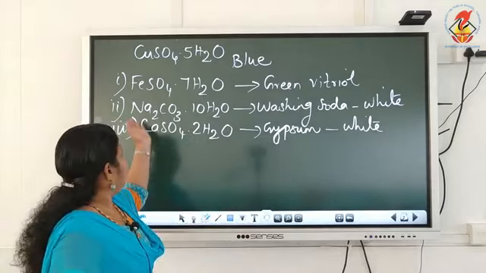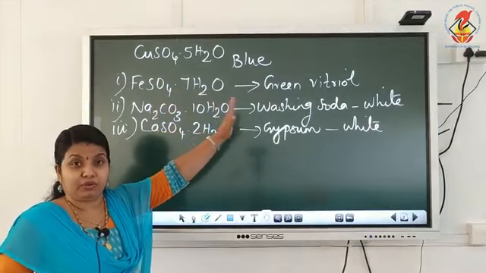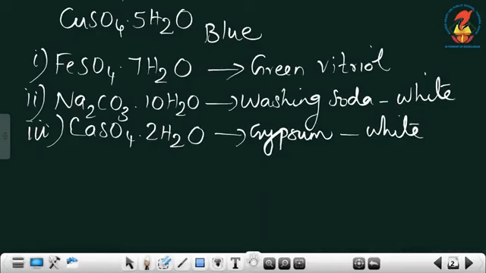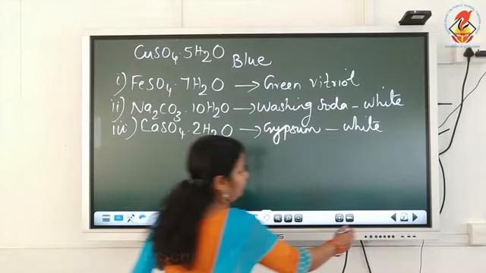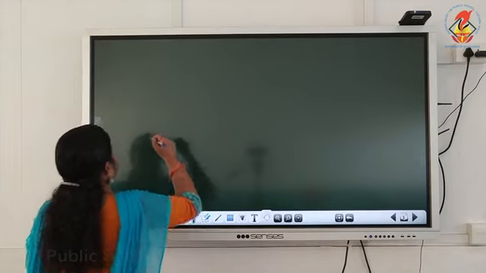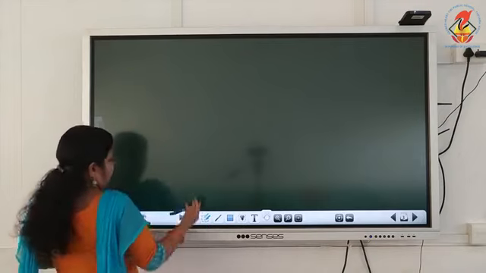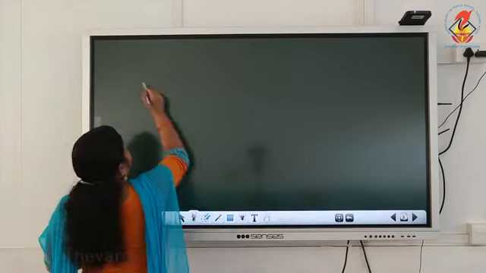Okay, other examples are green vitriol, commonly called green vitriol, iron sulfate, FeSO4.7H2O, hydrated iron sulfate. Then as you know, washing soda, it is white in color. Then CaSO4.2H2O, it is known as gypsum, it is again white in color. Now in detail we will learn about a compound with water of crystallization, that is plaster of Paris.